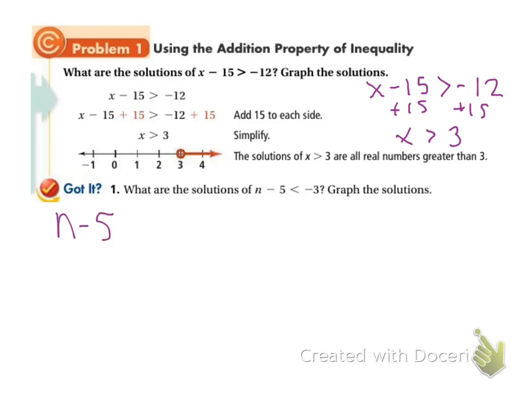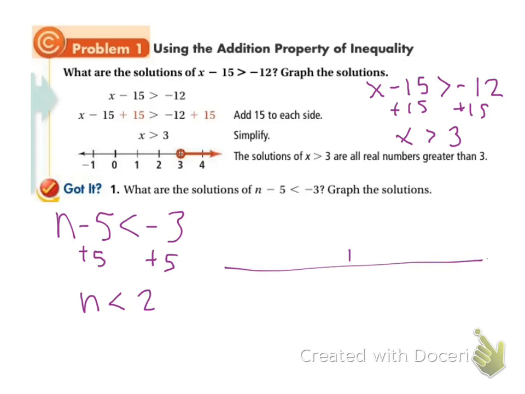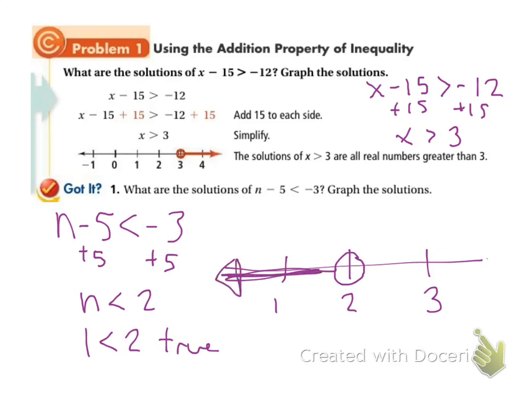I've got n minus 5 is less than negative 3. So I need to get n alone, so I need to get rid of that minus 5. So I'll add 5 to both sides. And I get n is less than 2. So again, on my number line, I'll put the number 2, and I'll put a number on the left, 1, and a number on the right, 3. This is going to be an open circle because it's not one of my or equal to's. And then if I plug in 1, I get 1 is less than 2, which is true. So I'm going to go towards 1. So I'm going to go this direction. There we go.